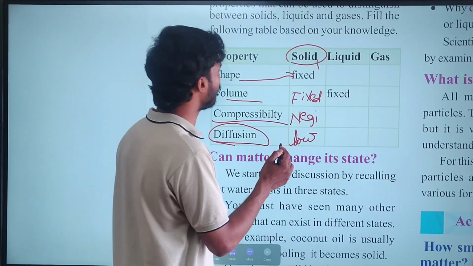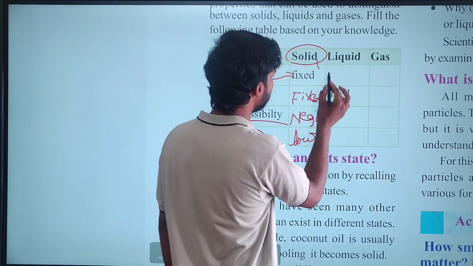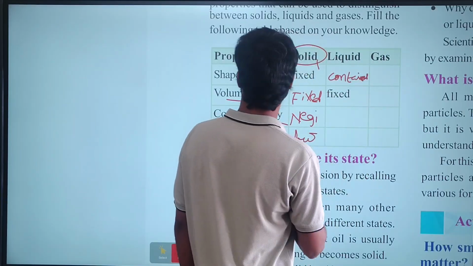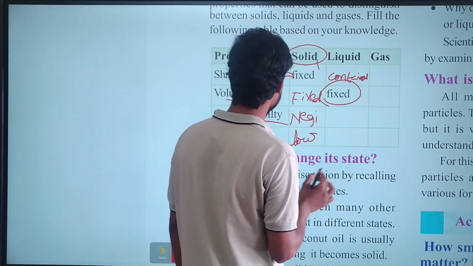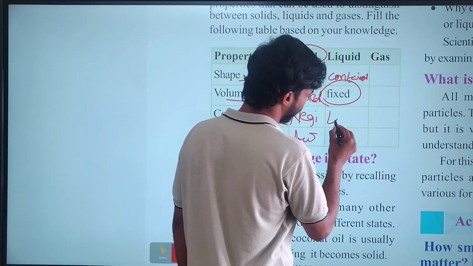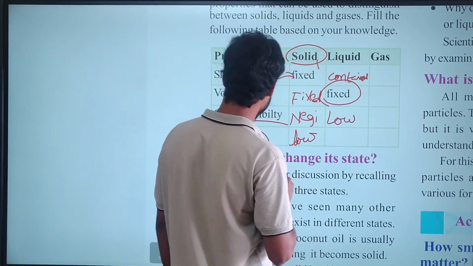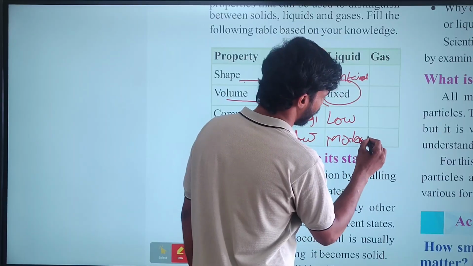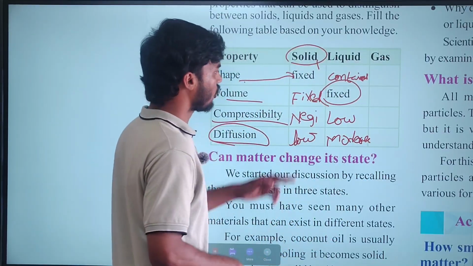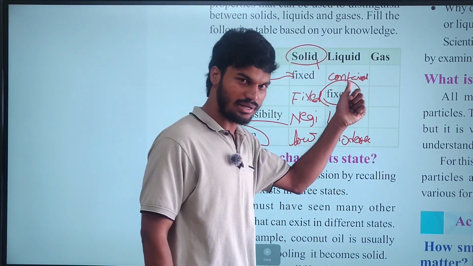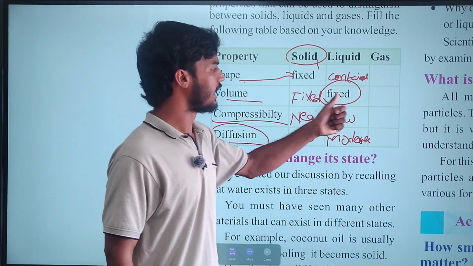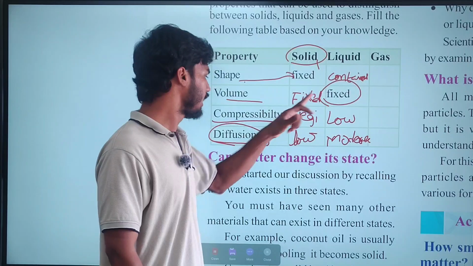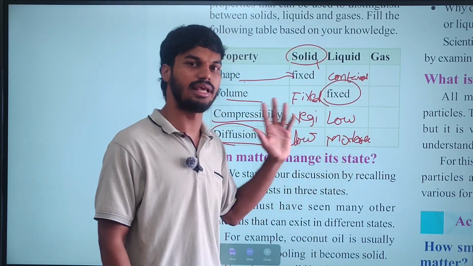Coming to liquid, the shape of the liquid depends upon the container, so no fixed shape. And volume, it has a fixed volume, and compressibility is low, and diffusion is moderate. Shape depends upon the container, volume is fixed, compressibility is lower in liquids, and moderate diffusion will take place.